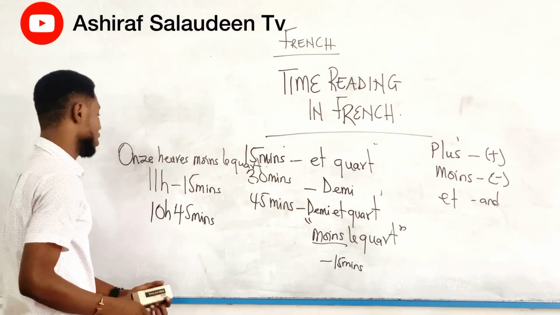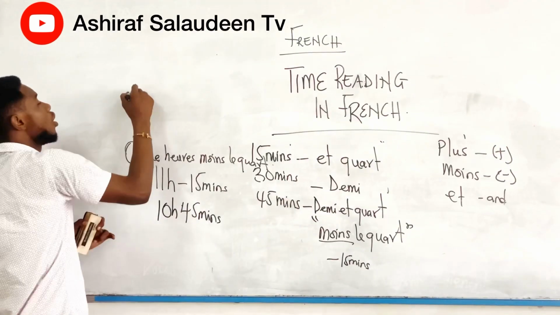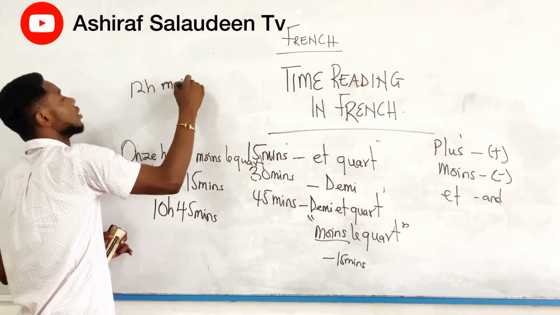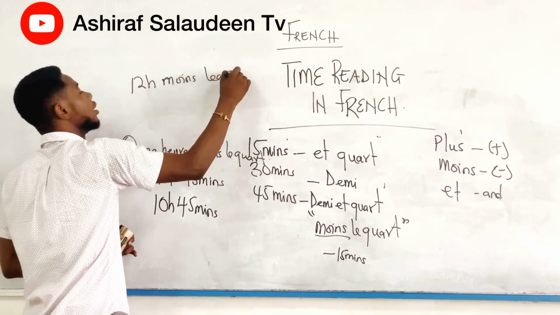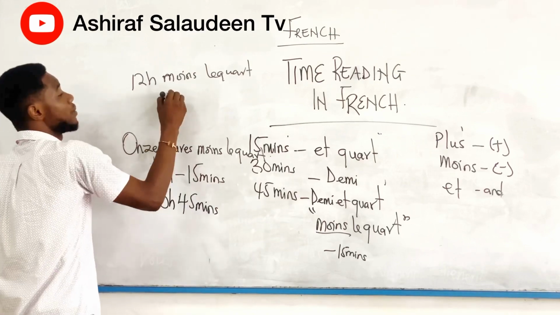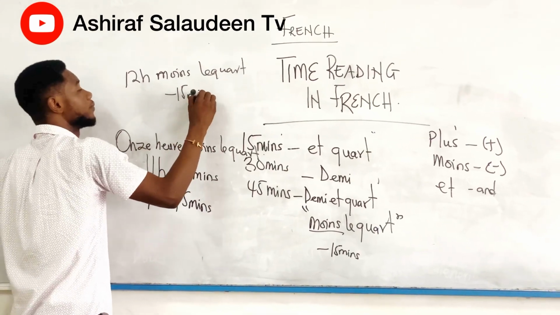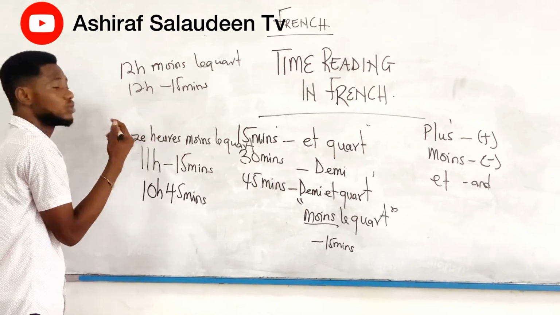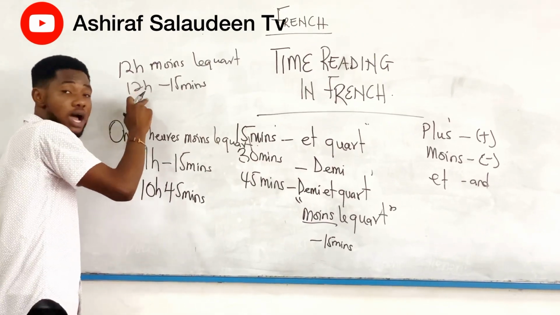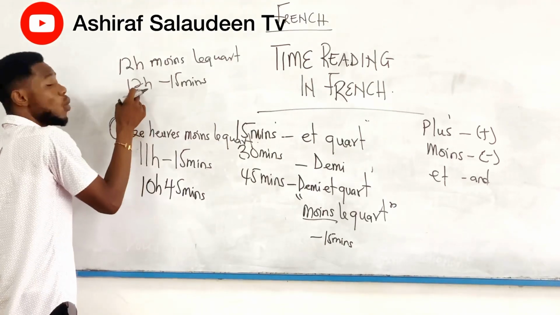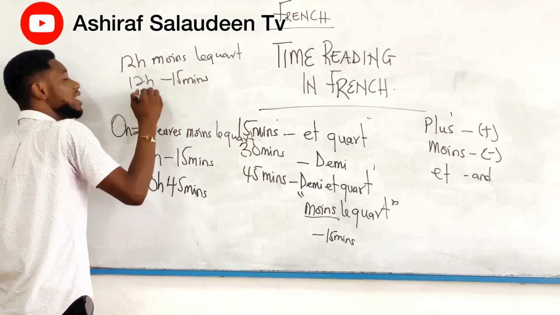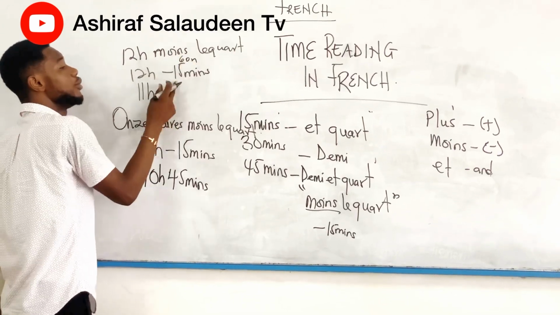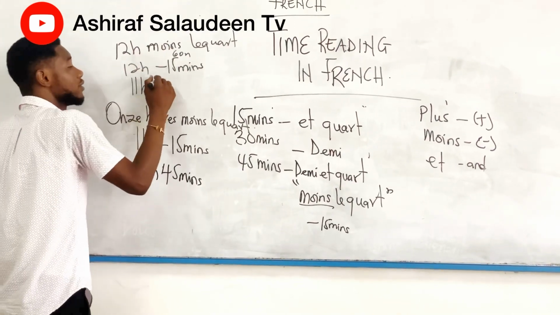Let me go through it once again. If I have 12 moins le quart, moins le quart we know is minus 15 minutes. And this is 12 hours. We cannot subtract minutes from hours. We have to turn 1 hour to minutes. So we'll take 1 hour from the 12 hours to be left with 11 hours. Then the 1 hour will come here to be 60 minutes. Then we subtract 15 from 60 to get 45.